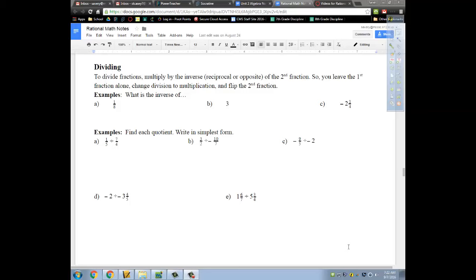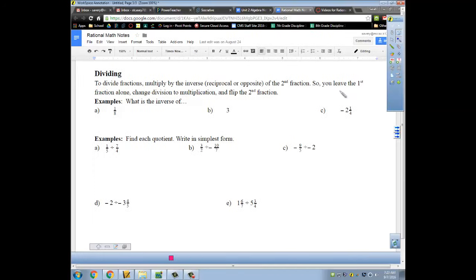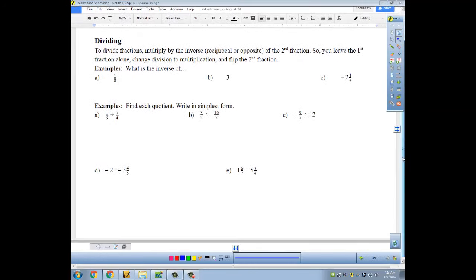So this is part 2 of the multiplying and dividing fraction section. This section of the video is going to focus on dividing. So when we divide fractions, we won't actually divide them. We're actually going to turn them into a multiplication problem. And so we're going to keep the first fraction alone, change division to multiplication, and we're going to flip the second fraction. Flipping that second fraction is called the inverse or the reciprocal.